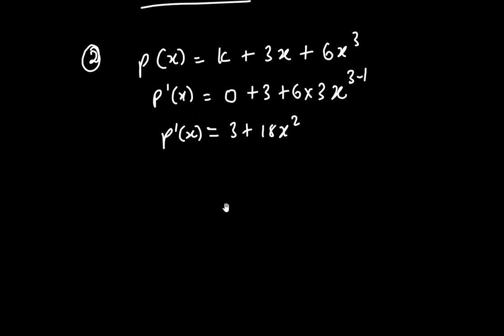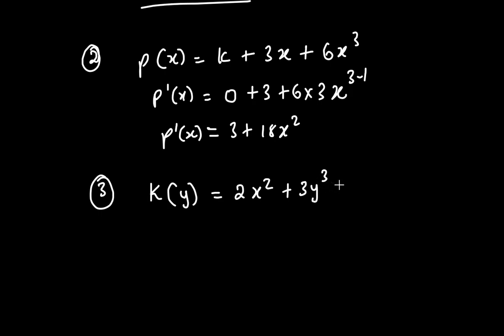All right, what if we have number 3? What if I have k of y as being equal to 2x squared plus 3y cubed, and then maybe plus 6 there? How would I solve this? Let me give you some time to solve it. Please, you can pause the video and try it out, and then you check the solution.